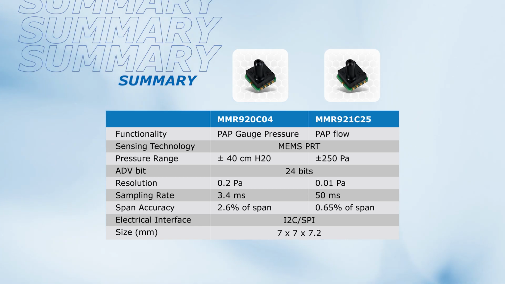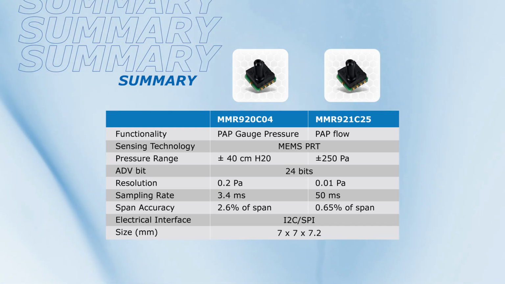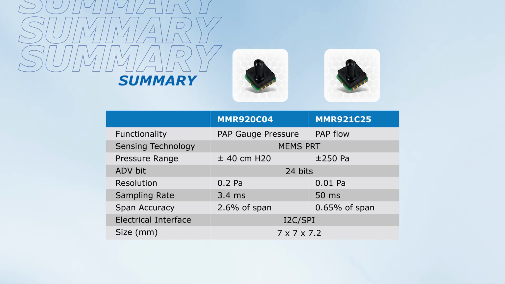In summary, using a gauge pressure sensor in place of a differential pressure sensor can help reduce system costs, since gauge pressure sensors are typically less expensive. Minebea Mitsumi offers the standard MMR920C04 sensor for upstream pressure measurement, and we are currently developing the MMR921C25, a new ultra-low pressure sensor ideal for PAP downstream monitoring.